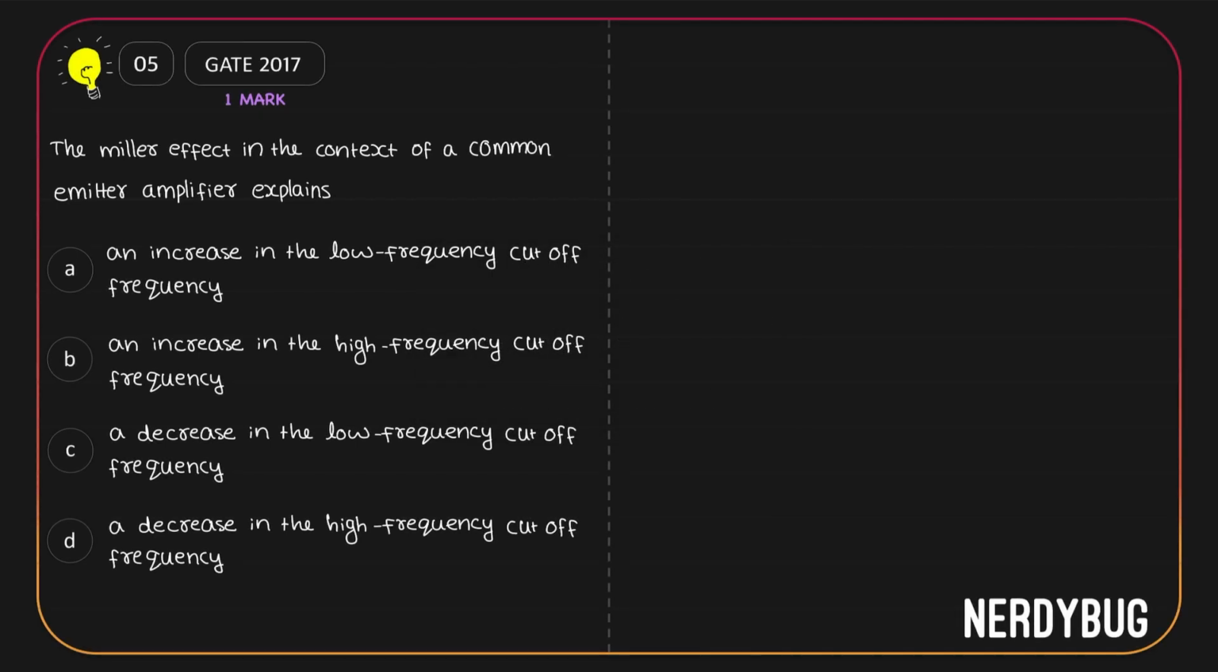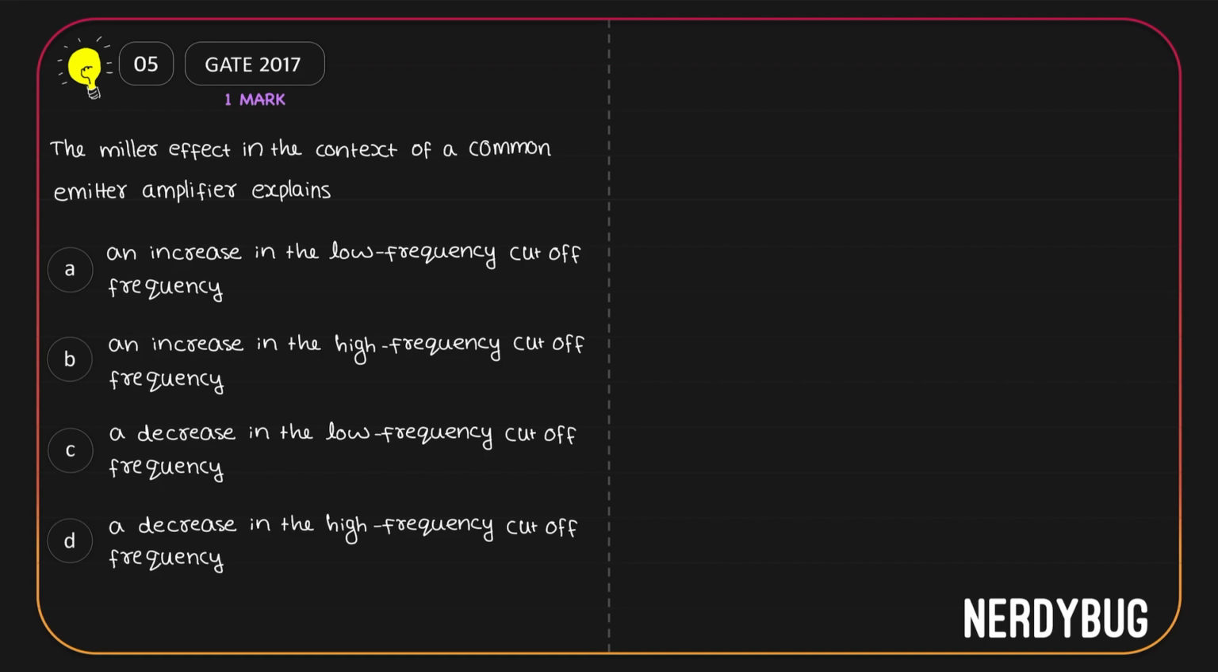The basic thing about the Miller effect in the context of a common emitter amplifier is that it comes into action at high frequencies. So obviously option A is not the right answer, option C is also not the right answer. The only thing we have to figure out is if it increases the cutoff frequency or if it decreases the cutoff frequency. For that we have to know what the Miller effect does.